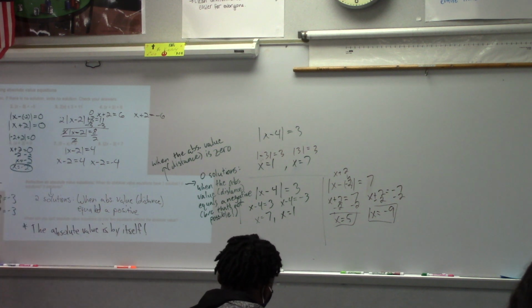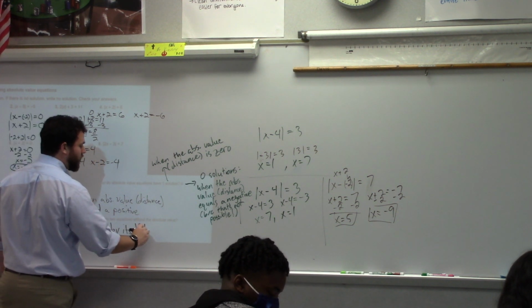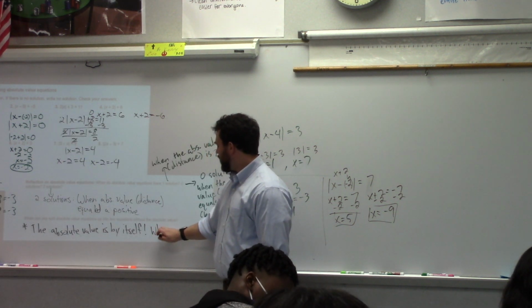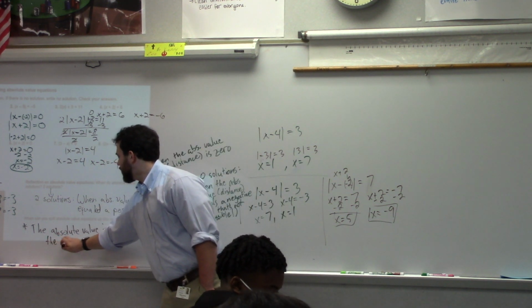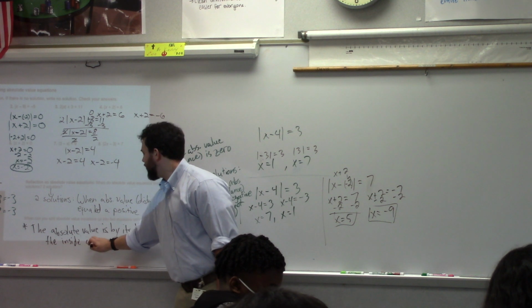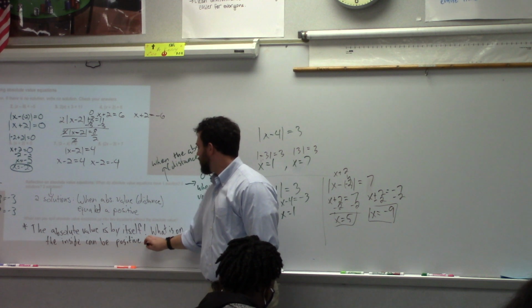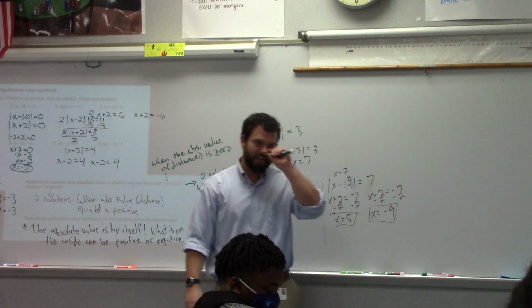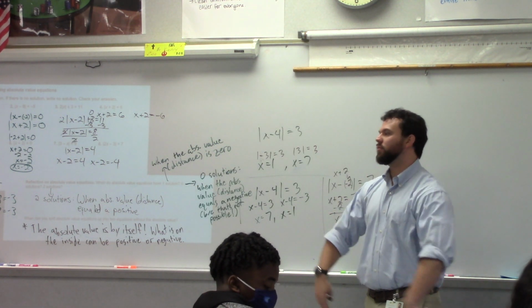Remember, what can be positive or negative? Right. You need the absolute value on its own, because what is on the inside can be positive or negative. What is on the inside can be positive or negative, not the outside stuff. So use your inverses to get rid of the outside stuff.